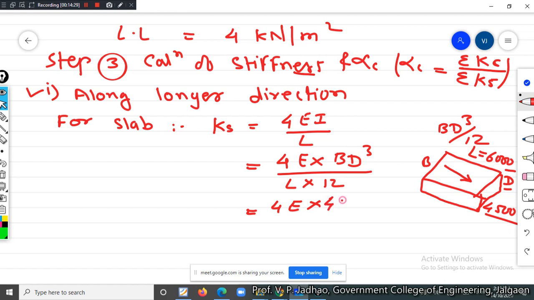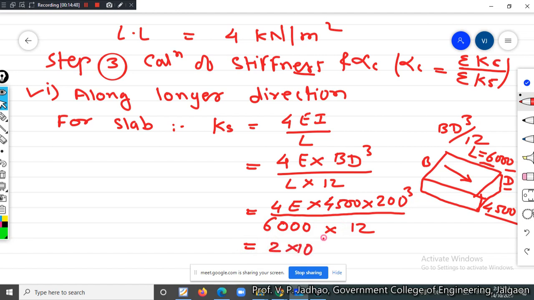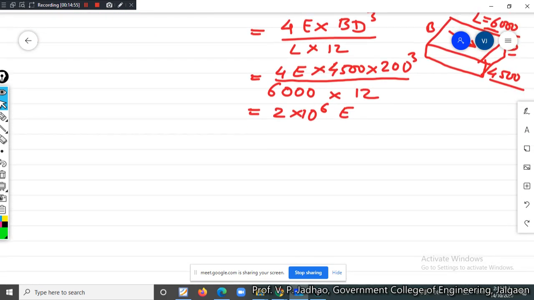Therefore 4500 multiplied by the depth of our slab, which is 200 cubed, divided by, again we already consider this L as 6000, therefore 6000 multiplied by 12. So the stiffness of your slab comes out to be 2 into 10 raised to power 6 E. So this is how the stiffness of your slab is calculated along the longer direction or longer span.